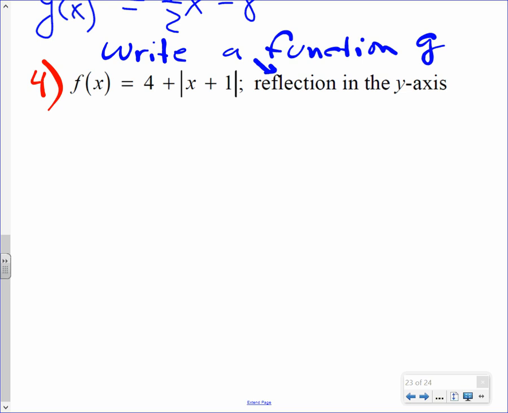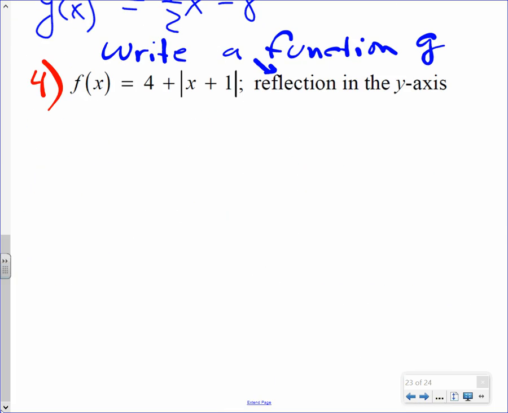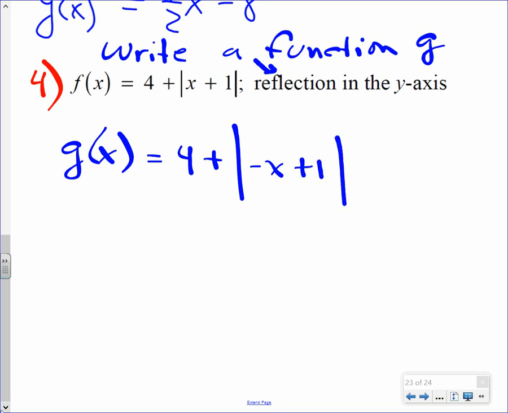So we want to take this function and reflect it over the y-axis, not the x-axis. So coming to the top, the y-axis, we got to multiply every input now by -1. In other words, just the x, not the whole function, just the x, which is kind of easy. Watch, check it out. G of x equals 4 plus -x, so -1 times x, plus 1. We're done.